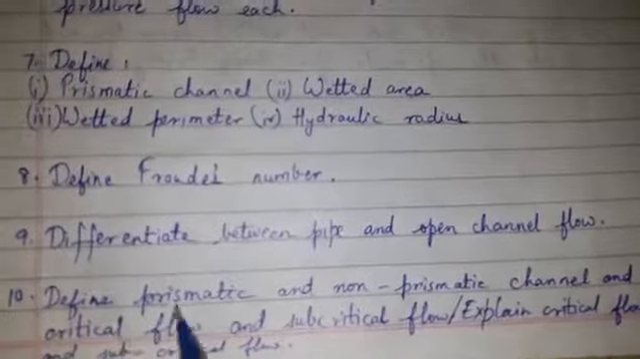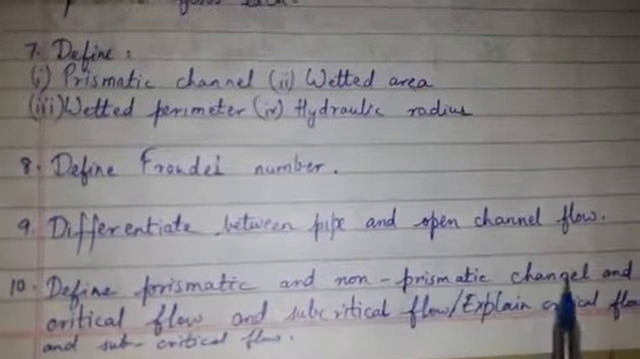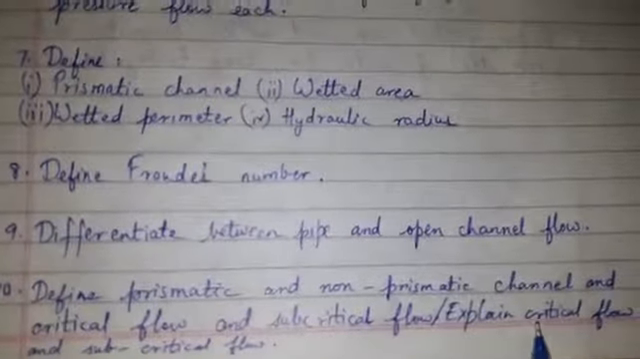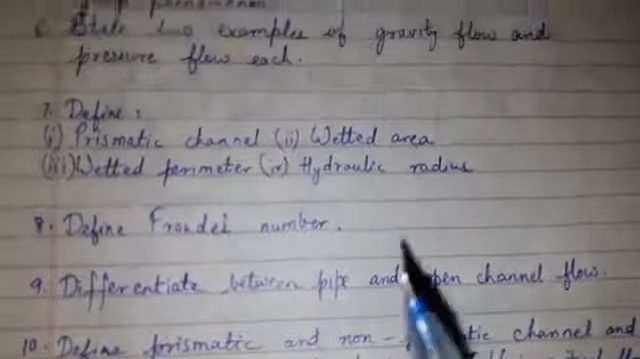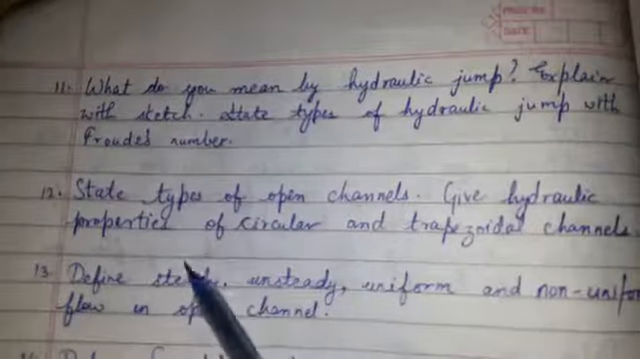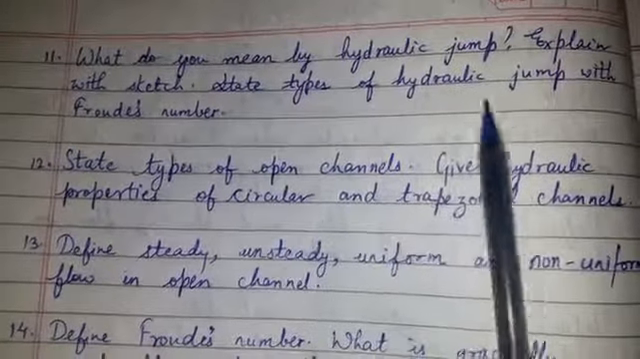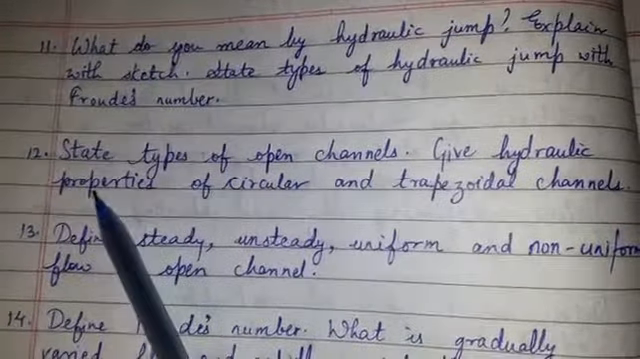Question number 10, define prismatic and non-prismatic channel and critical flow and subcritical flow, or it can be asked explain critical flow and subcritical flow. Question number 11, what do you mean by hydraulic jump? Explain with sketch. State types of hydraulic jump with Froude's number.